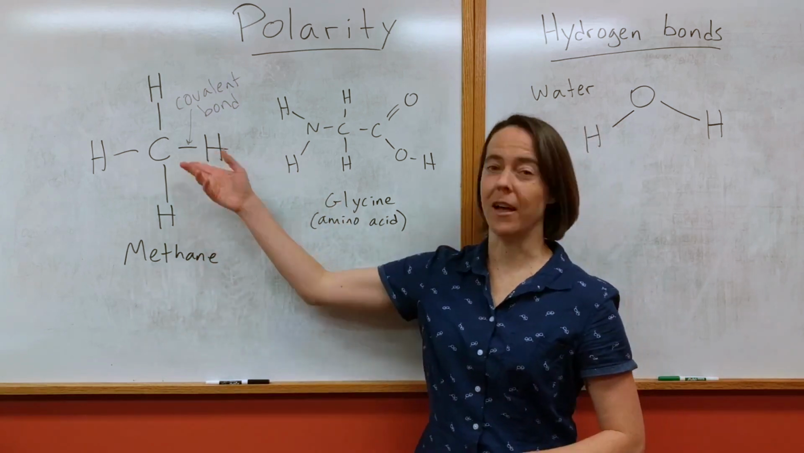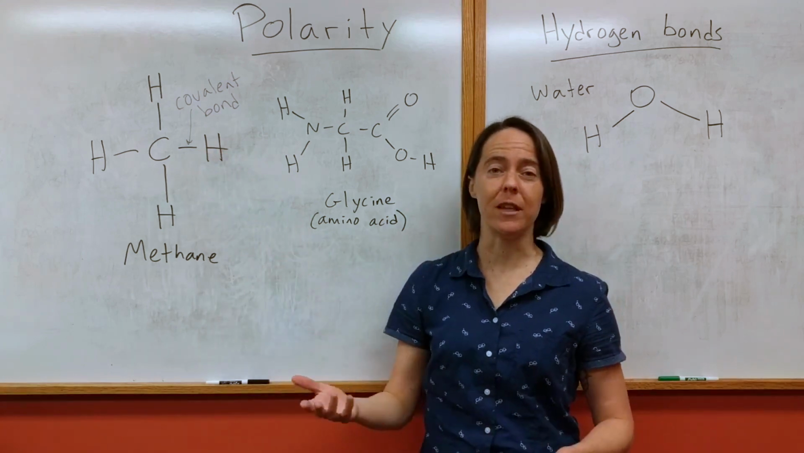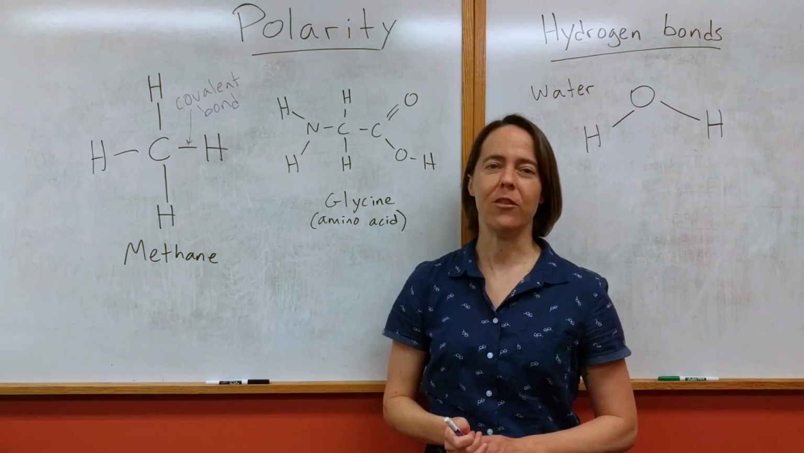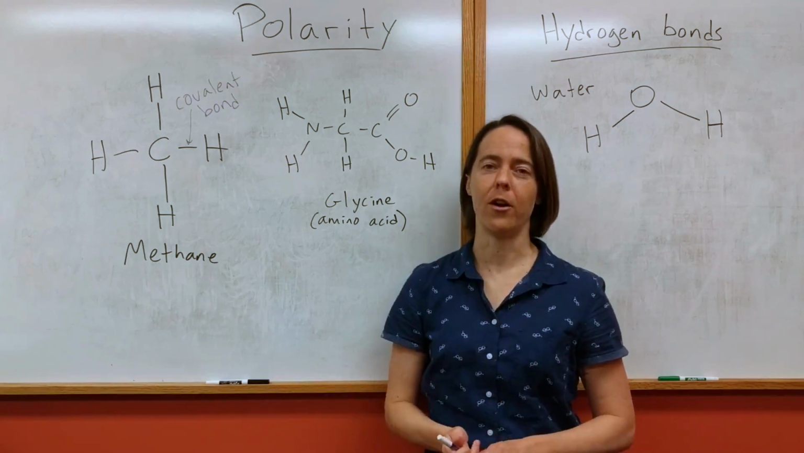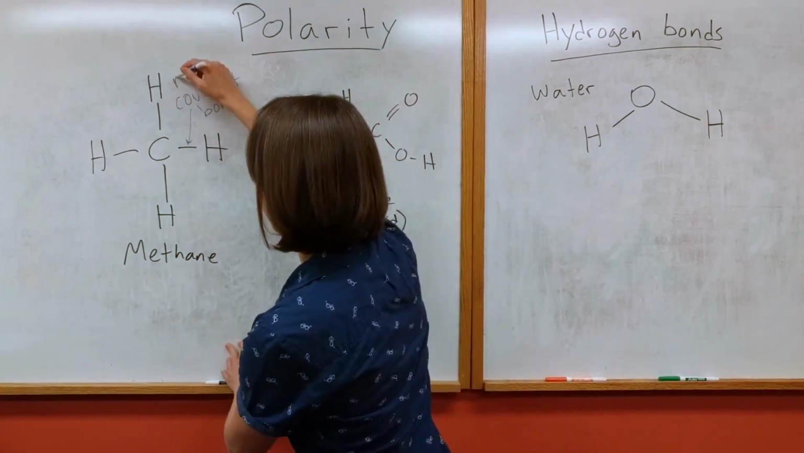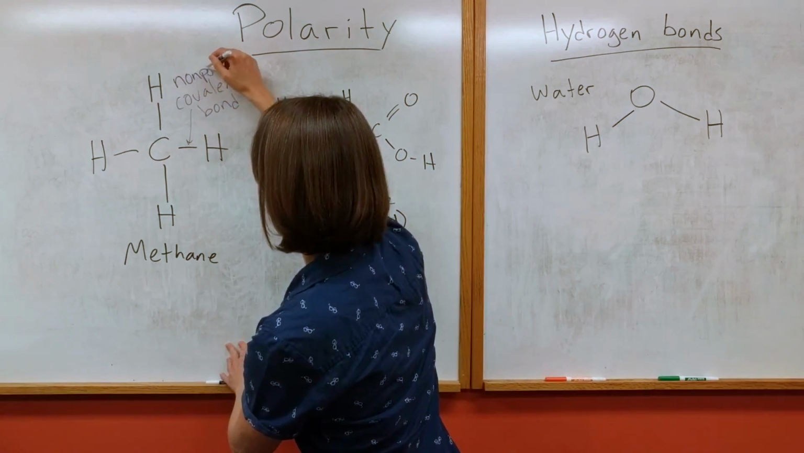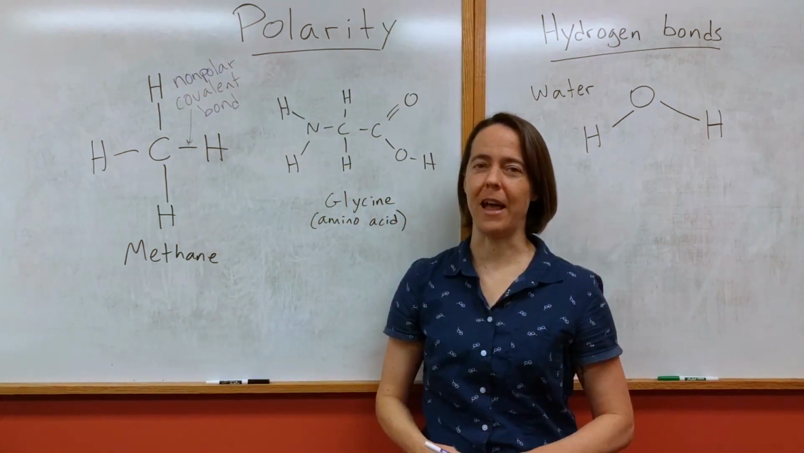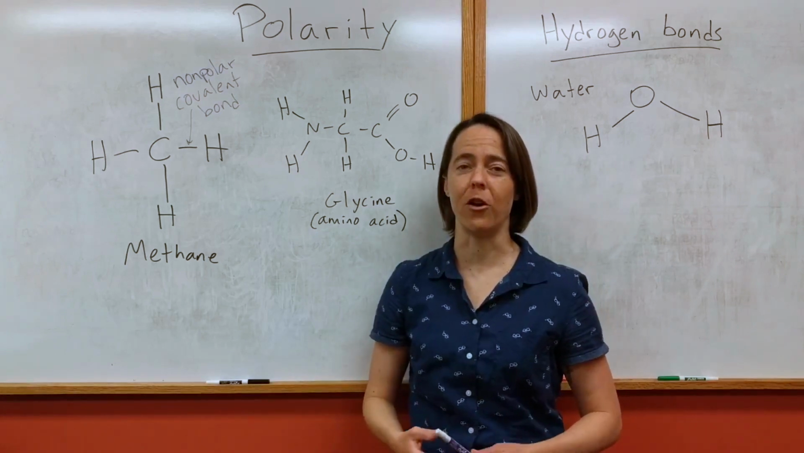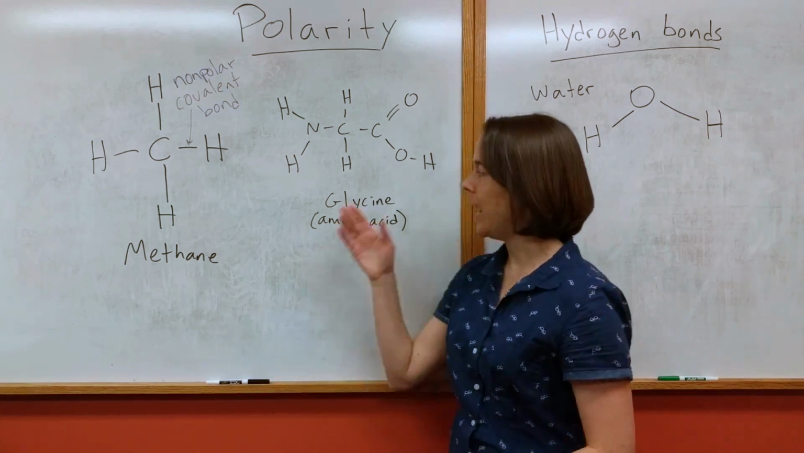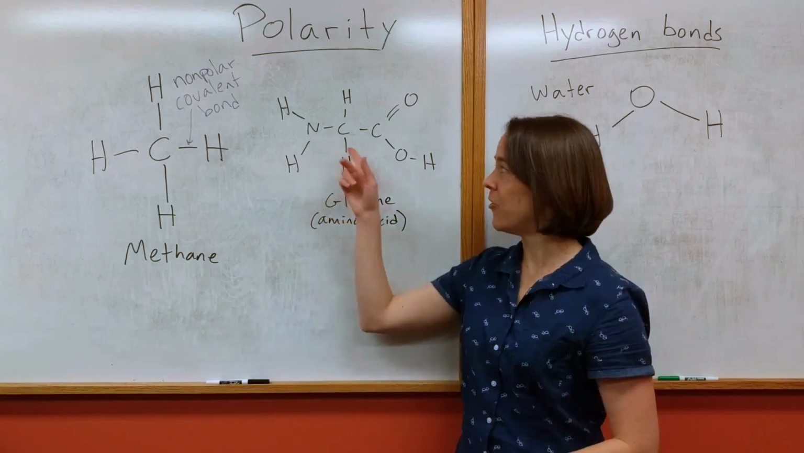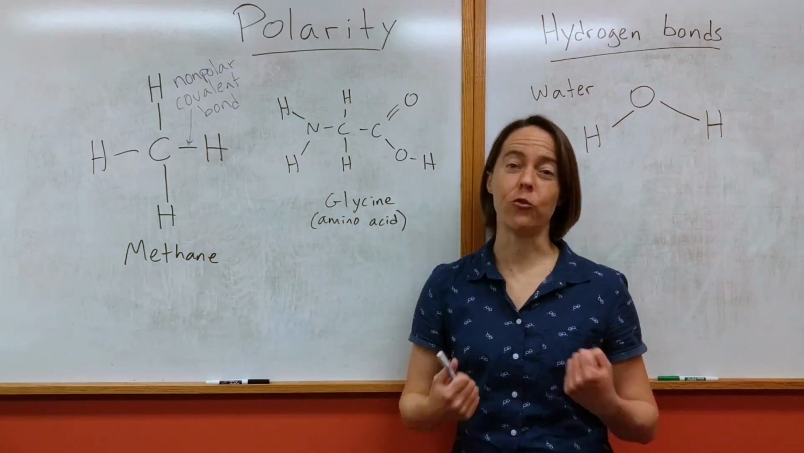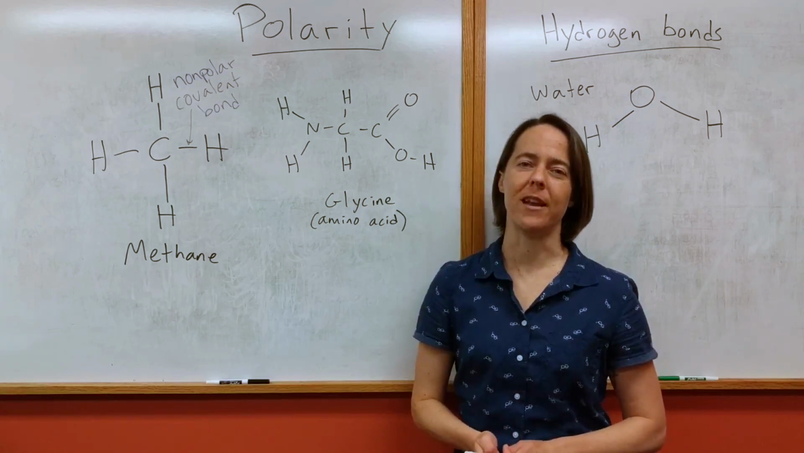So in methane, the electrons are shared evenly and equally between the carbon and the hydrogens. So this is called a nonpolar covalent bond. So again, nonpolar means that the electrons between the two atoms are shared equally. In glycine, however, there's nitrogen and oxygen. And nitrogen and oxygen pull electrons towards them away from carbons and hydrogens.